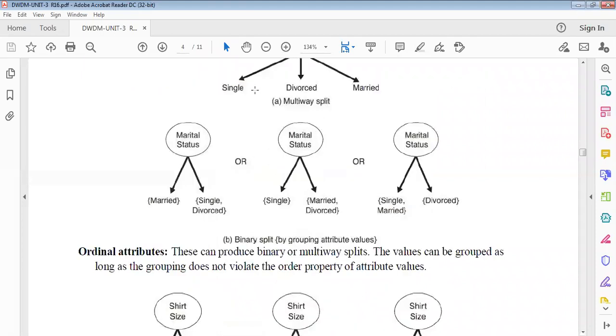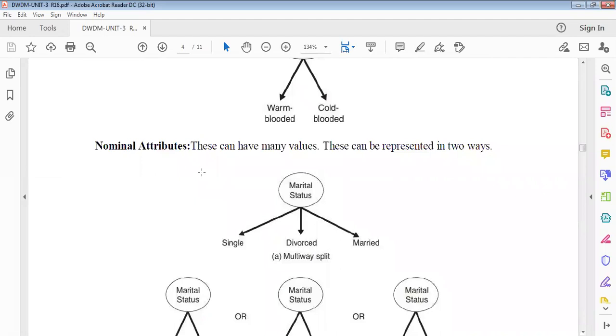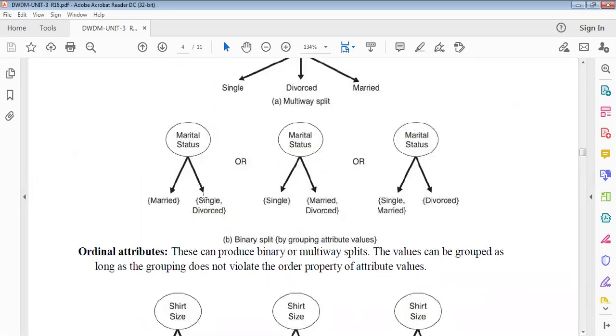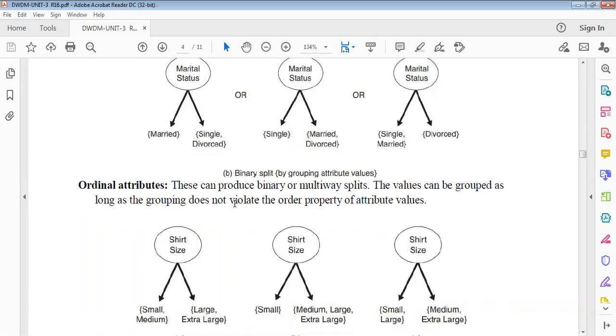Now we discuss another attribute type. The first is the binary attribute, the second is the nominal attribute, which we already discussed in the first unit. The third is the ordinal attribute. For ordinal attributes, you can produce binary or multi-way splits. The values can be grouped as long as the grouping does not violate the order property of the attribute values. For example, consider shirt size: small, medium, large, extra large.